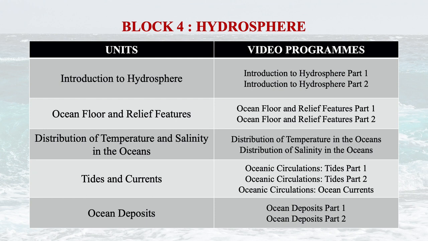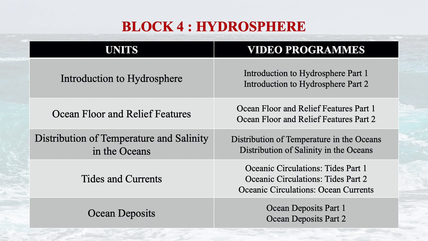All these 5 units have been bifurcated into altogether 11 video programs, in which the first unit is divided into 2 parts, part 1 and part 2, and similarly the second unit is done in 2 parts. The third unit is done separately: we deal with distribution of temperature in the oceans in one part, and distribution of salinity in the oceans in the other part.